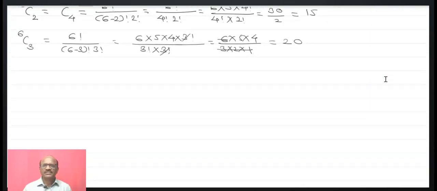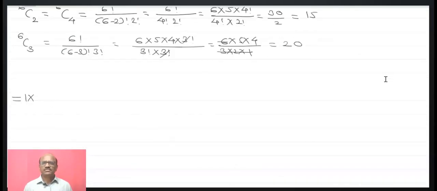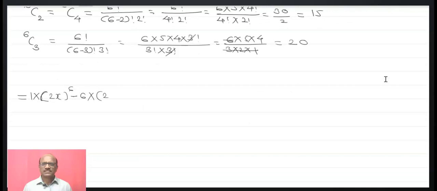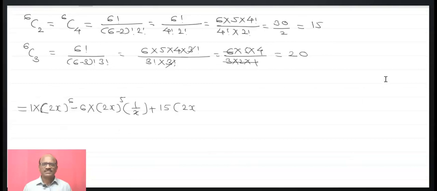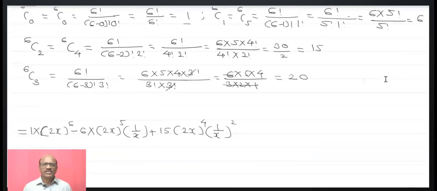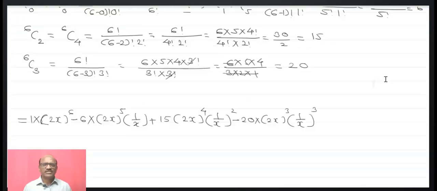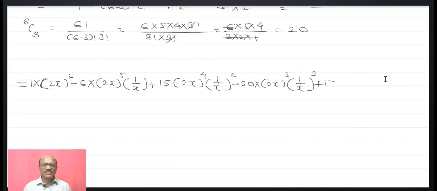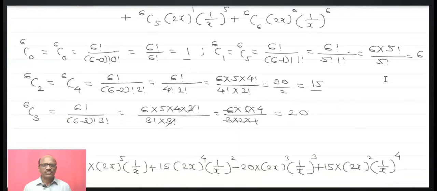Now we will substitute the values. That is a 1 into 2x raised to 6. Now see the minus 6 into 2x raised to 5 into 1 upon x. That is 15 2x raised to 4 1 upon x bracket square, plus minus 20 2x raised to 3 1 upon x raised to 3. Now I want to up and down my screens. That is a plus 15 2x raised to 2 into 1 upon x raised to 4.